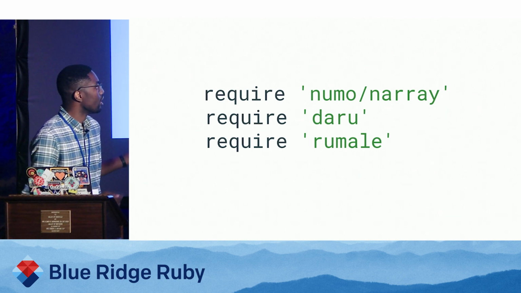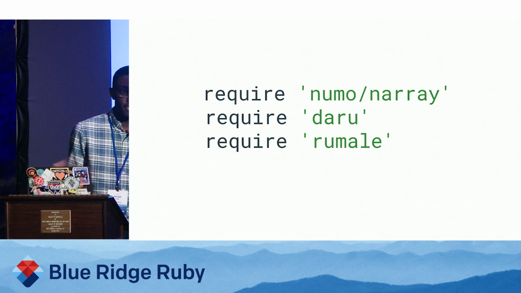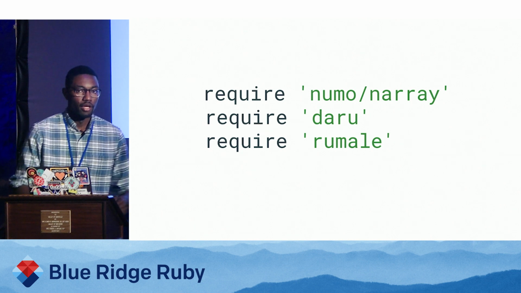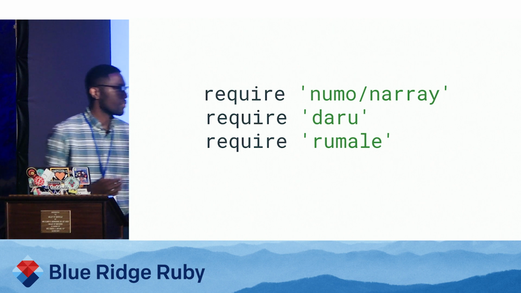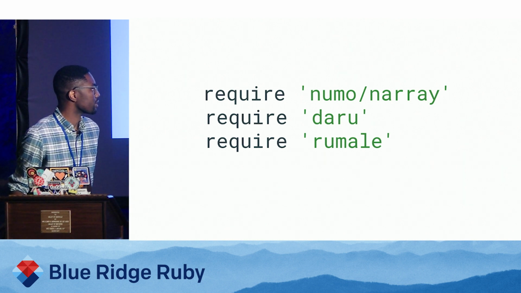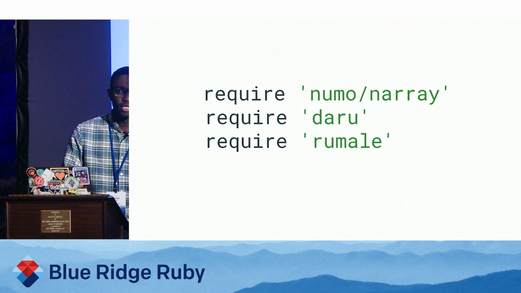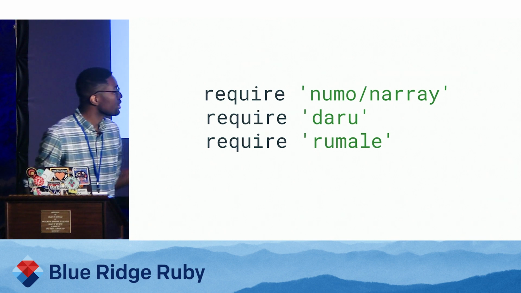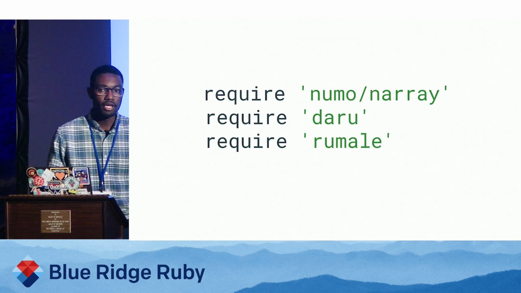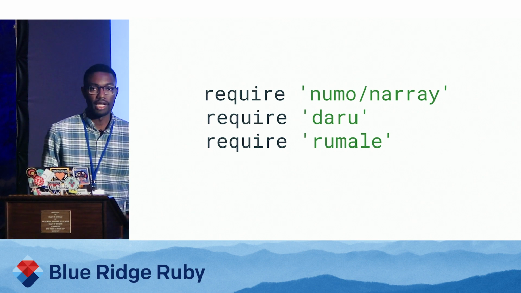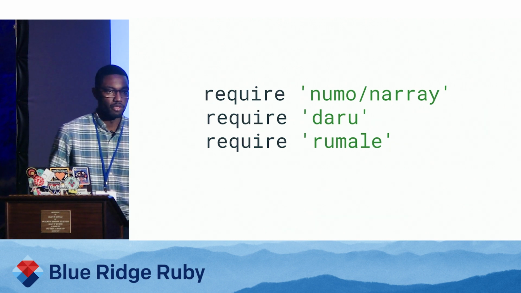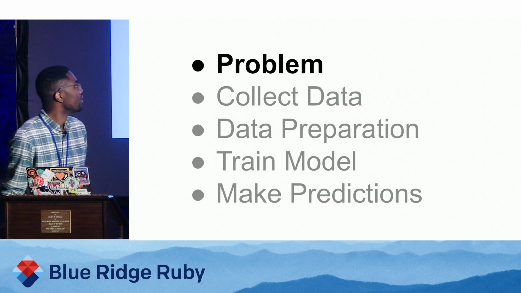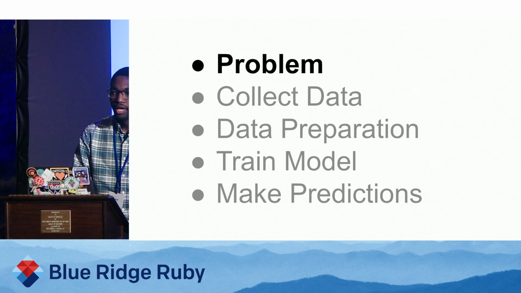And Daru is a data frame. You can imagine a data frame like an Excel spreadsheet. It's a 2-dimensional array with your rows of data and your columns. It's more performant, so you can run through it, and we'll get to some examples of that. And then Rumale is a machine learning gem for Ruby, and that's where you'll have your models that you can import. I'm not sure if this one has neural nets, but all the different machine learning models, that library will have in it.